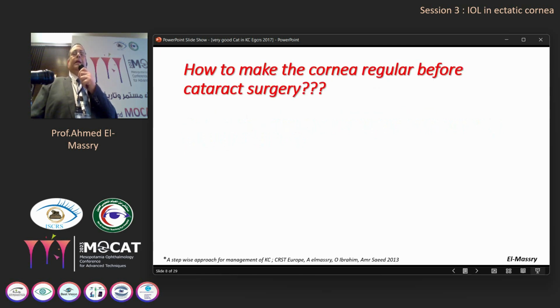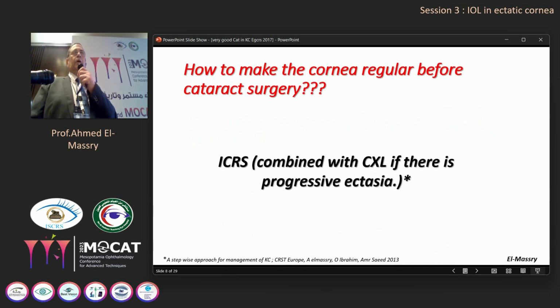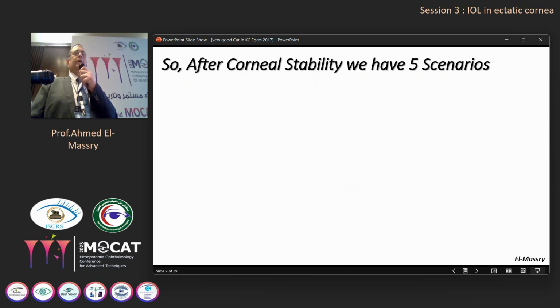How to make the cornea regular before cataract surgery? Of course, doing Pentacam and all the preoperative investigative measures. And if you have the facility of intracorneal ring segment implantation, this will be the best to do, with the cross-linking if there is progressive ectasia. And we should wait at least 3 months after implantation of the ICRs to take the measures.